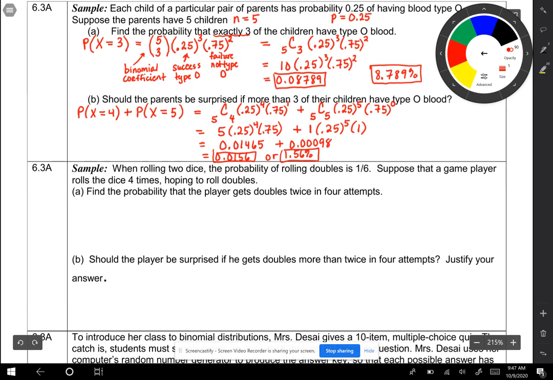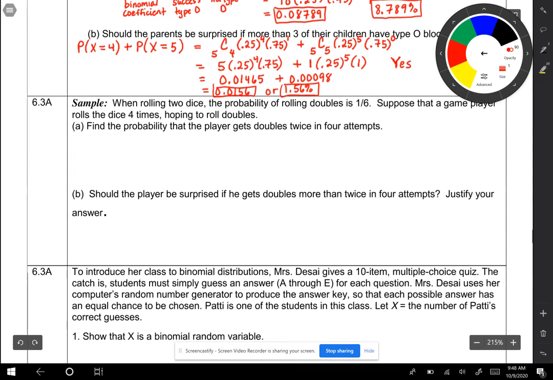That's very small. So should the parents be surprised? Yes, 1.56% is a very small probability. So yes, the parents should be surprised if more than 3 of their children have type O blood. All right. This would take forever and a year if we were to do it by hand. So there's always a way to do it on our calculator. So let's do an example.